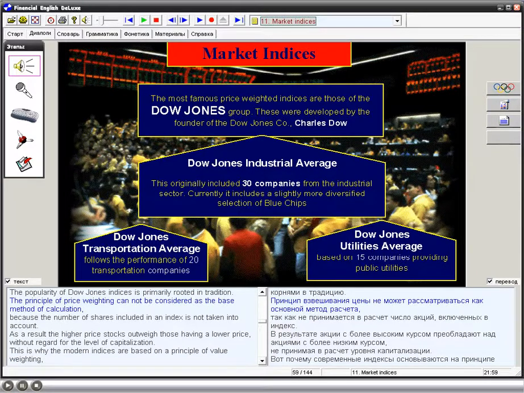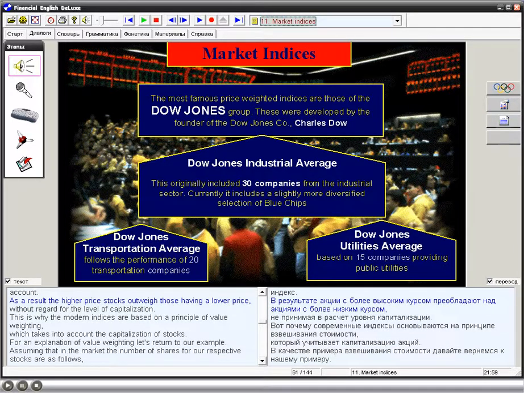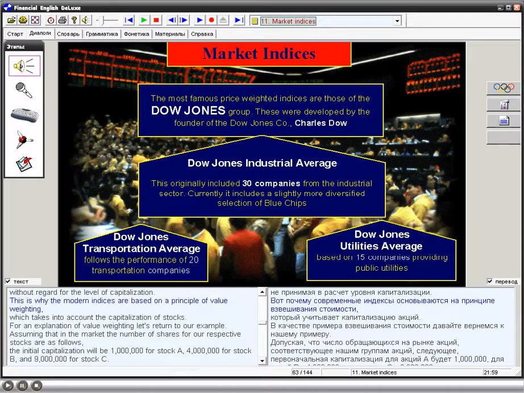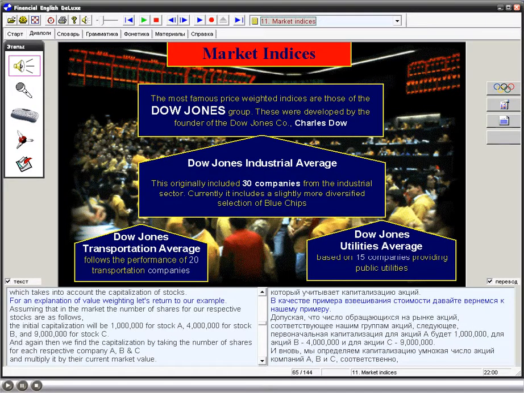The principle of price weighting cannot be considered as the best method of calculation, because the number of shares included in an index is not taken into account. As a result, the higher price stocks outweigh those having a lower price, without regard for their level of capitalization. This is why the modern indices are based on the principle of value weighting, which takes into account the capitalization of stocks.